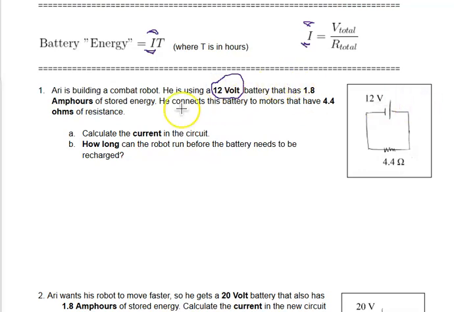So we have the voltage and we have the battery energy. That's a hint that we're going to start with this battery energy formula. And you know the ohms of resistance, so you will use that at some point as well. The first thing we want to do is find the current. The current can be either equation, but since we know battery energy, then battery energy equals I T, and I did capital T to give you a hint that that's in hours.